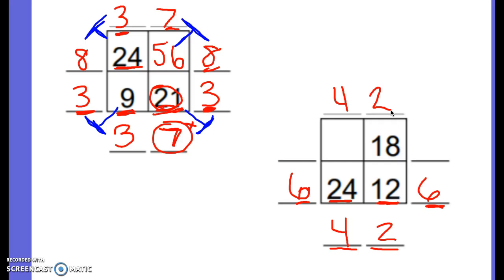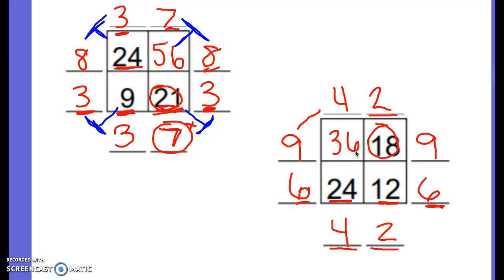And then I have to look at this one. So, what times 2 gives me 18? So 18 divided by 2 is 9. 9 times 2 is 18. And then, since I wrote that there, I also have to write it across. And now all I have to do is multiply these two numbers, 9 times 4, to get this blank, which is 36. So there's that.